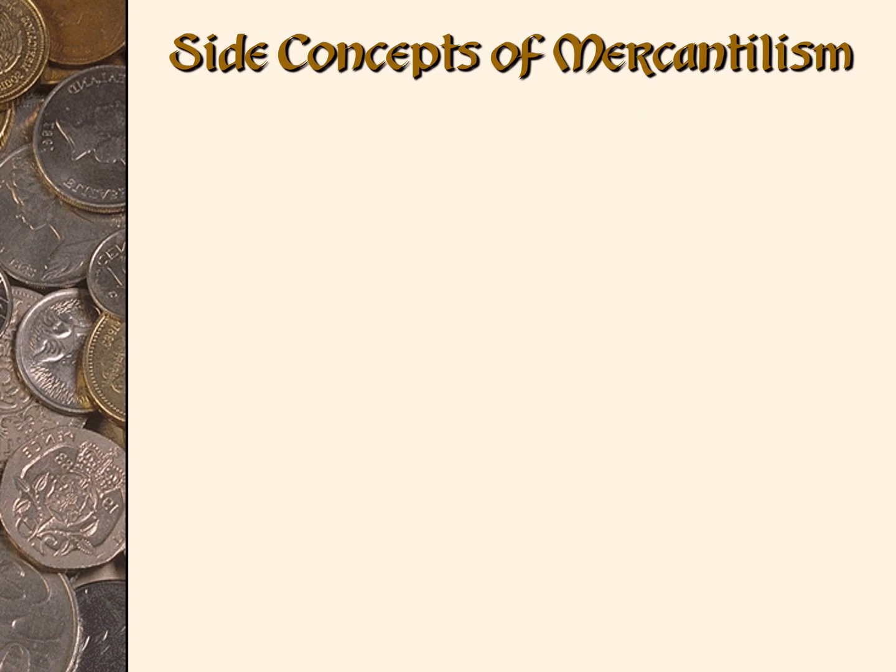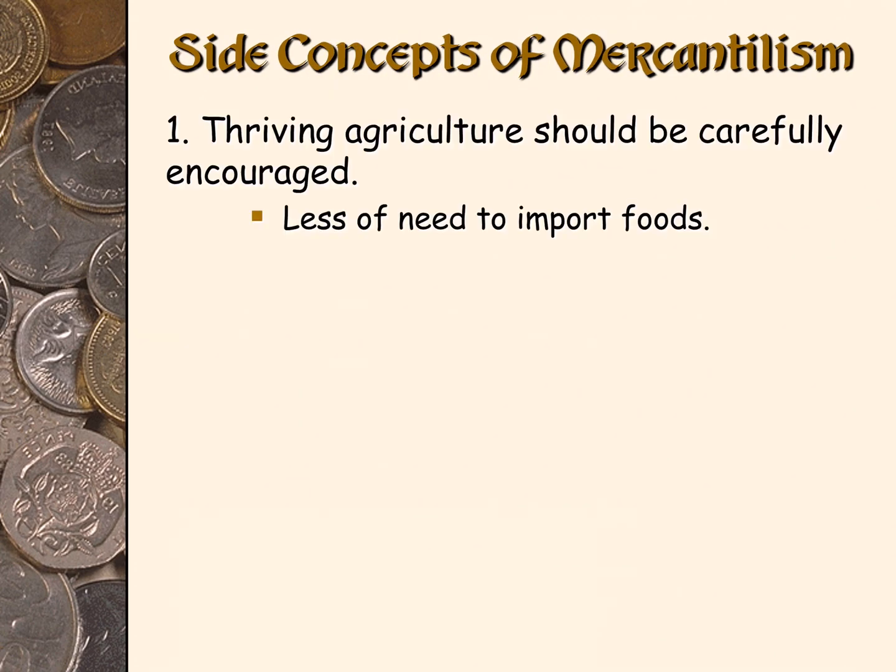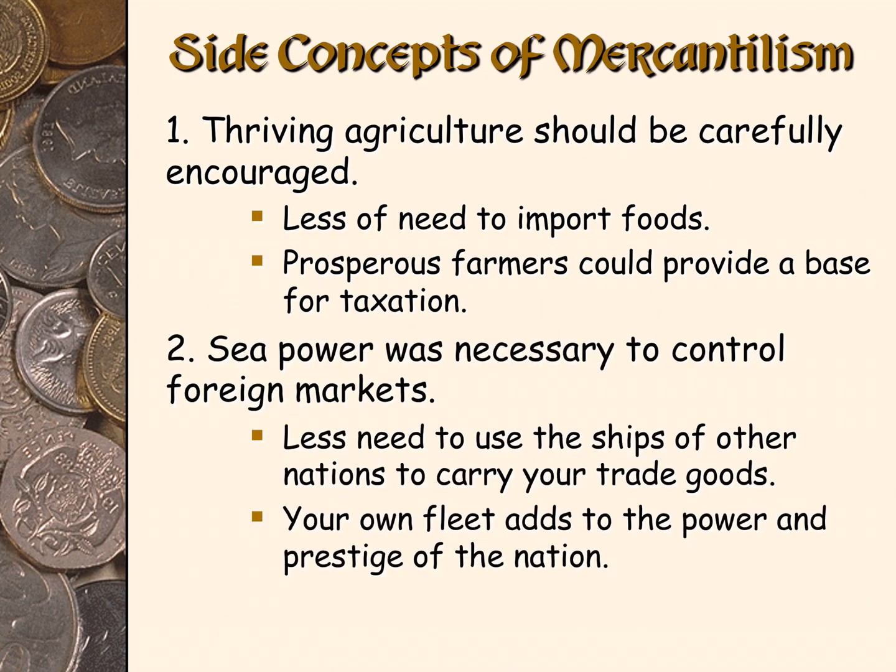And so let's take a look at the side concepts of mercantilism. What happened because mercantilism existed? First, colonists were encouraged to have a thriving agriculture. So, when our country first started, most people were farmers.